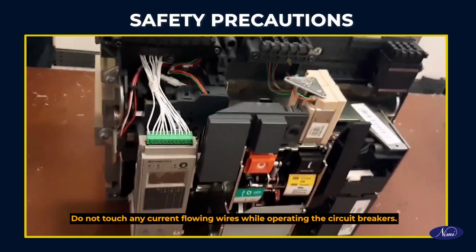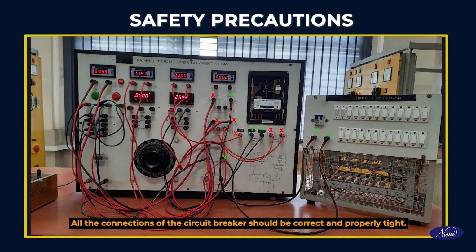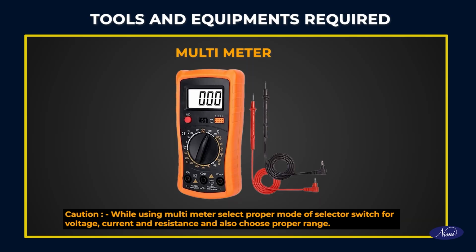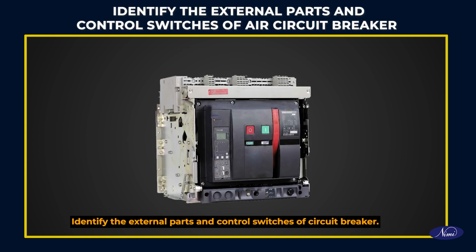Safety precautions. Do not touch any current flowing wires while operating the circuit breakers. All the connections of the circuit breaker should be correct and properly tight. Before connecting the circuit breaker to the supply, provide the earthing by a suitable earthing cable. Multimeter. Caution: while using a multimeter, select the proper mode of the selector switch for voltage, current and resistance, and also choose the proper range.